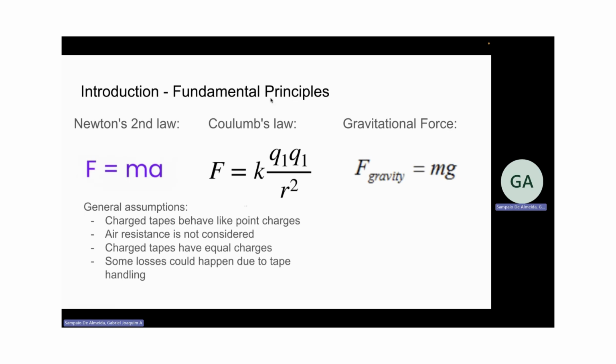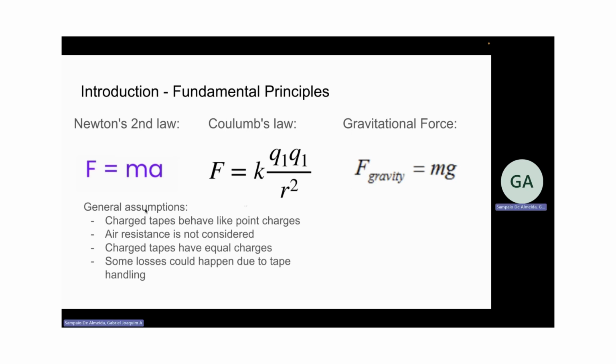Going forward onto the fundamental principles used, the main ones were Newton's second law, where force is equal to mass times acceleration, and Coulomb's law to establish that the electrical force is proportional to the charges and inversely proportional to the distance squared. Going on to the gravitational force, this was used to estimate that the gravity force was equal to the mass of the tape times gravity.